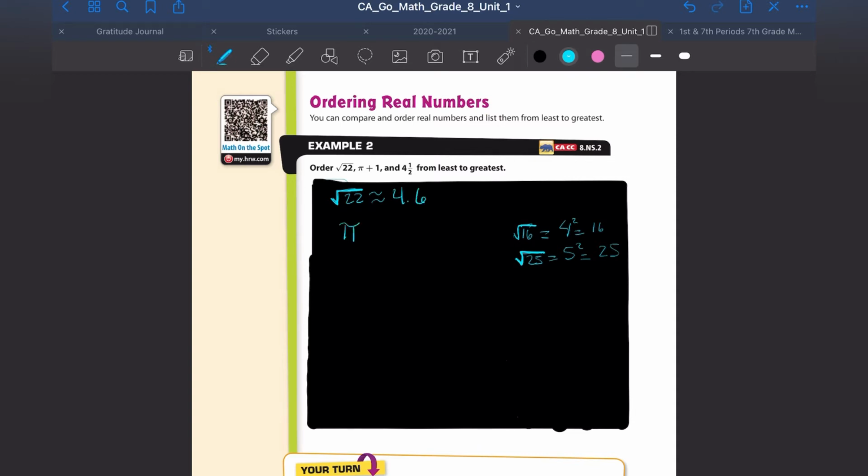For pi, we know that is really close to 3.14. Number 1, then we have 4 and a half. So step 1, identify, make sense of the numbers.